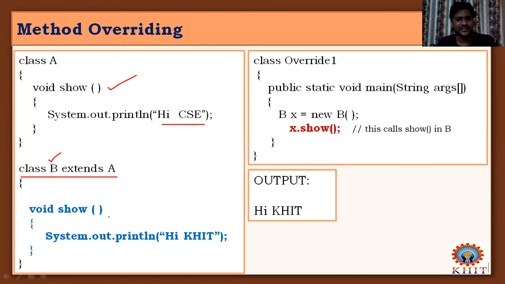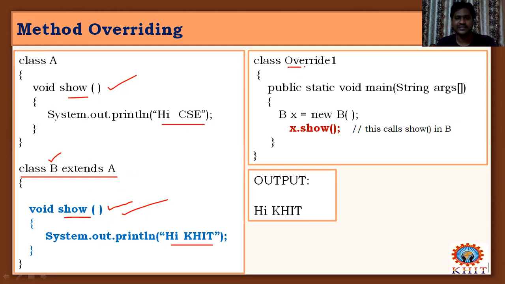Inside class B, there is a method with the same name as the method in the superclass, show. So this subclass method is called an overriding method, and it hides the same method defined in the superclass. It displays the statement like "hi KHIT". Got it? These are the behaviors of the superclass and subclass.